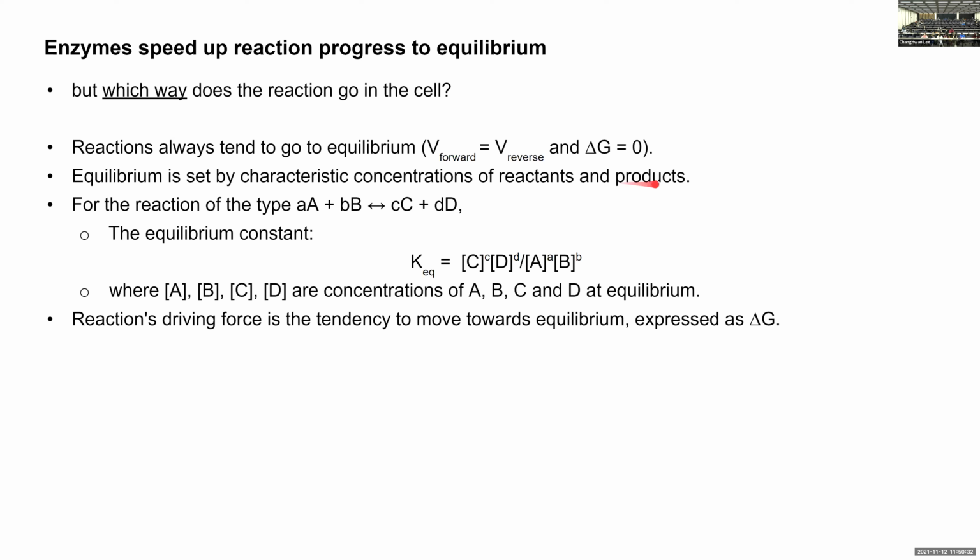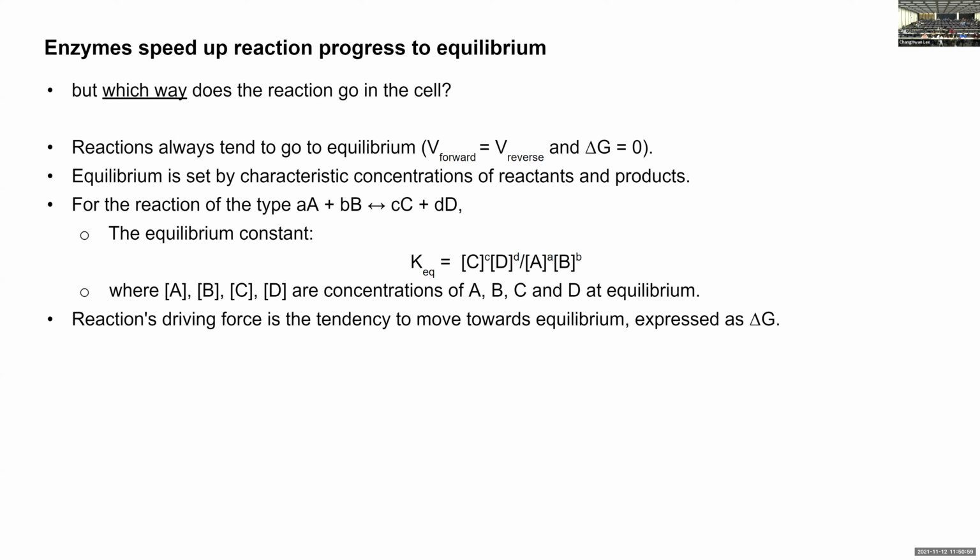Basically, at equilibrium there's the same rate for the forward reaction as for the reverse reaction. So that's constantly happening, but at the same rate. And this equilibrium is set by the characteristic concentrations of reactants and products. Think about it, going back to the equilibrium and the equilibrium constant.